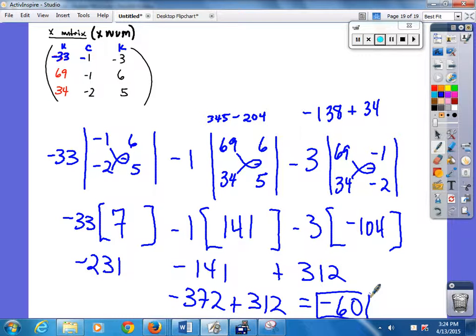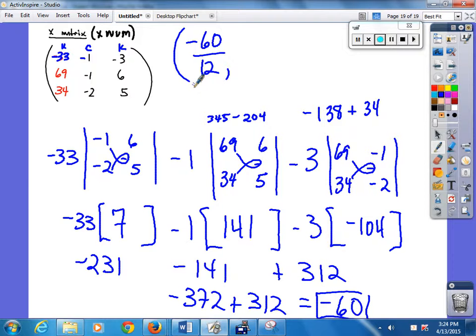What was our denominator? 12. Negative 60 divided by 12. Was it negative 12 or 12? 12. Okay. Somebody tell me what our original x was on the first problem. Negative 5. It's a mirror. All right, so let's go to the next one.